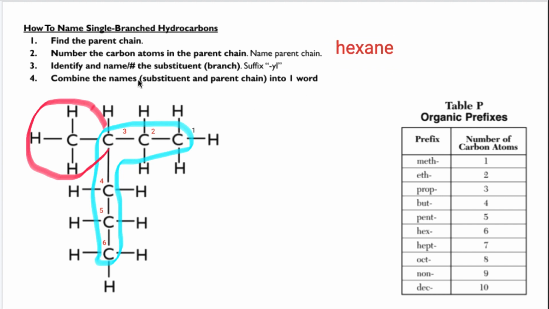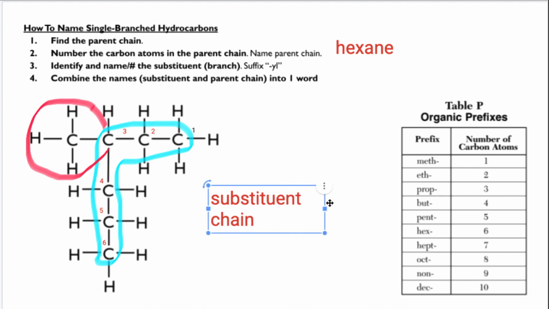Next up, I need to identify and name the substituent branch and figure out what number of carbon it's coming off of. So again, just like the last example, this is a 1 carbon branch, but there's only 1 carbon on this branch. So just like last time, this is going to be a methyl group. So the substituent chain is 1 carbon. It is a methyl group, and it's coming off of carbon number 3 this time. We can see that because carbon number 3 right there. So 3-methyl is the name of the substituent chain.